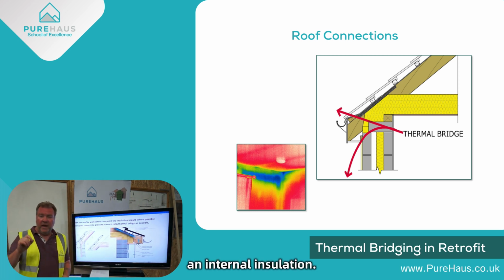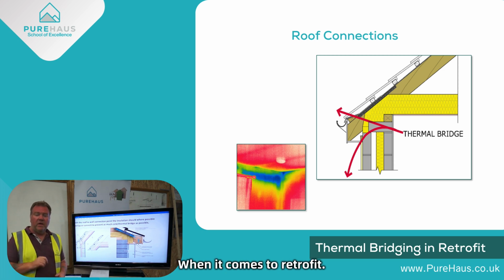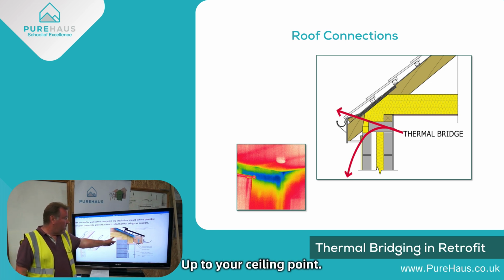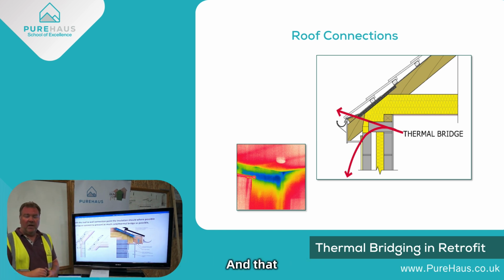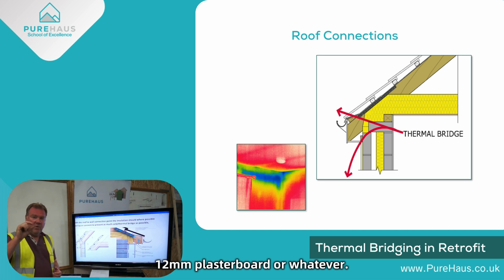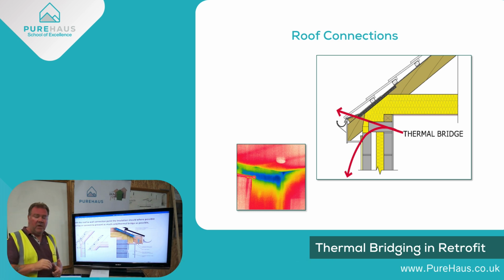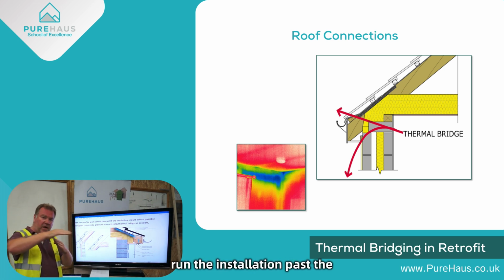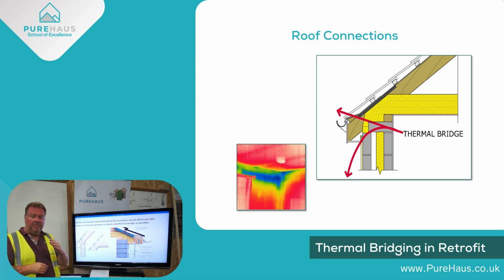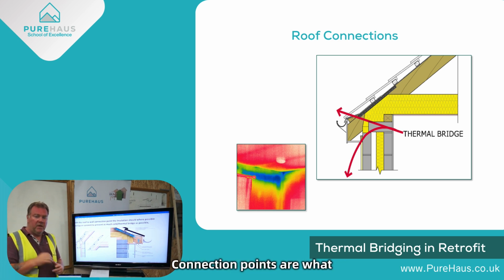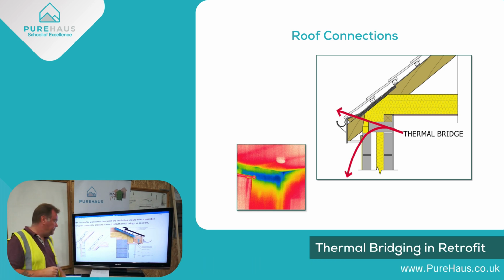When it comes to an internal insulation, when it comes to retrofit, all you could do is run it on the inside of the wall up to your ceiling point, and that 12mm plasterboard or whatever will be your cold spot, which you're compensating for. But you would run the insulation past the point as far as you can. That way you're minimizing any potential cold bridge. Connection points are what you've got to look at.